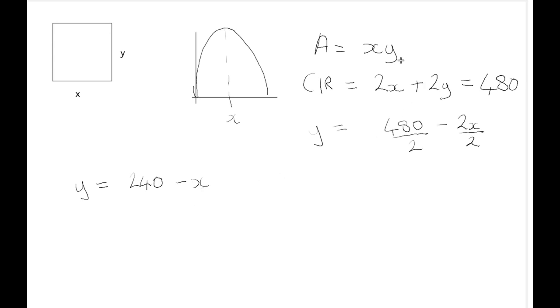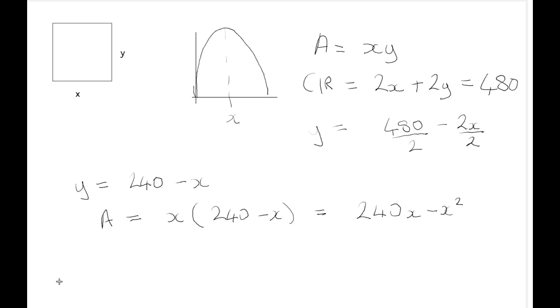Now if I take that and substitute that into my original formula, I'm going to get this. A would equal x, put it into brackets to start with, 240 minus x. Okay, multiply out the bracket, I'm going to get A would equal 240x minus x squared. Okay, so far so good, nice and easy.